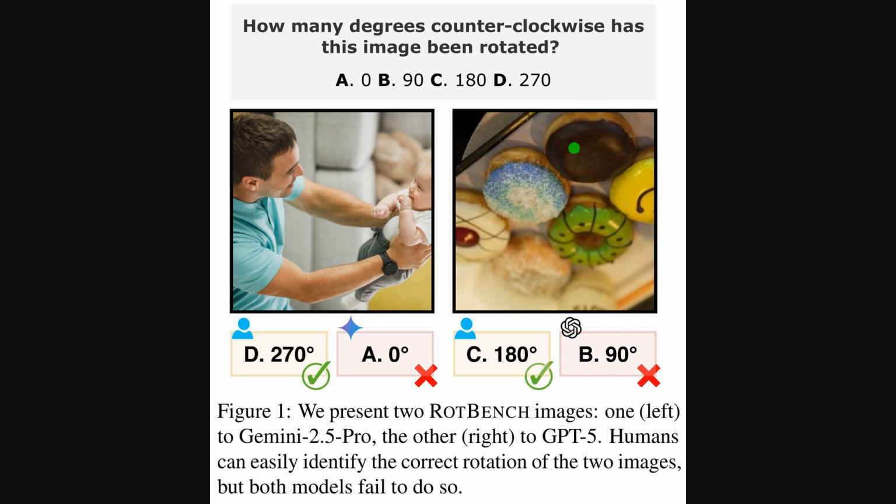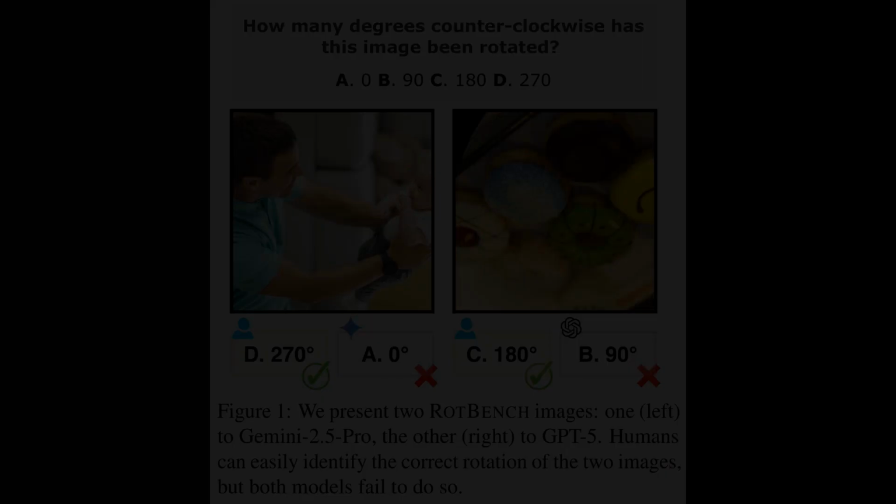Below, you can see 2 example photos with black borders, each paired with the model's chosen answer and the correct label. The left panel shows a caregiver and baby, where the correct label is 270, while the model picks 0. The right panel shows pastries where the correct label is 180, while the model answers 90.